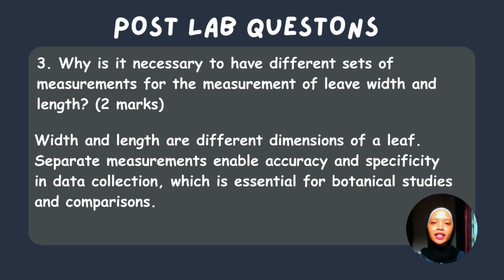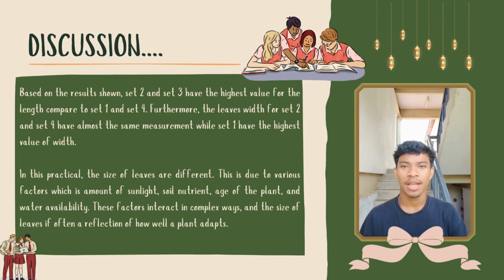And the last question is, why is it necessary to have different sets of measurements for the measurement of leaf width and length? Based on the results shown, set 2 and set 3 have the highest value for the length compared to set 1 and set 4. Furthermore, the leaf width for set 2 and set 4 have almost the same measurement while set 1 has the highest value of width.